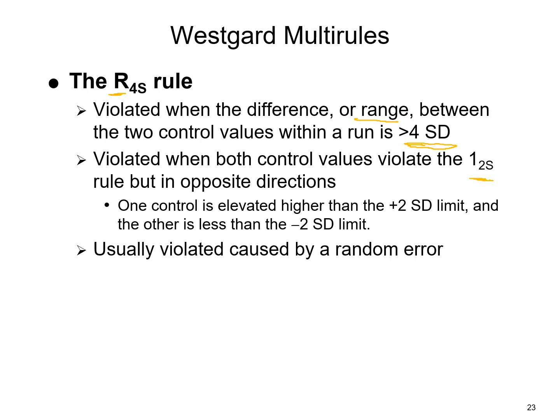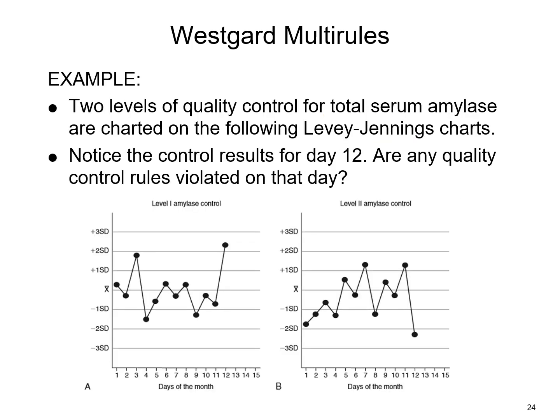So that means that one of the controls is greater than 2 standard deviations, and one of them is going to end up having to be on the negative side of those standard deviations. And so this is usually going to happen because of some kind of random error. You can see this if you switch up your controls as well. That sometimes does happen. So here we have our example, and we're going to look at day 12.